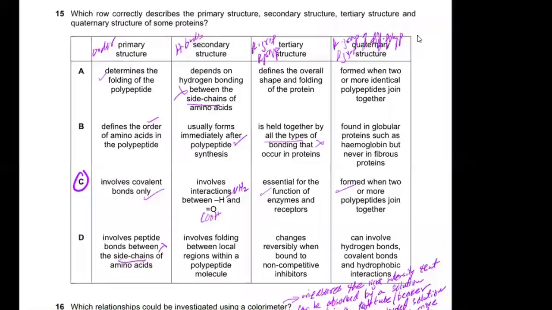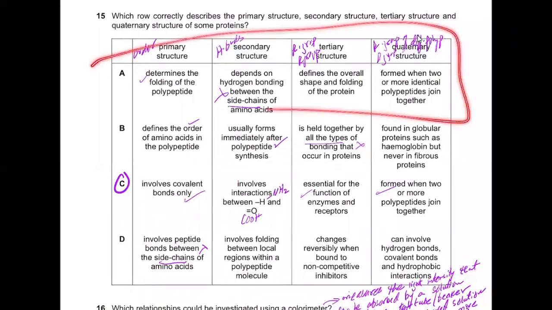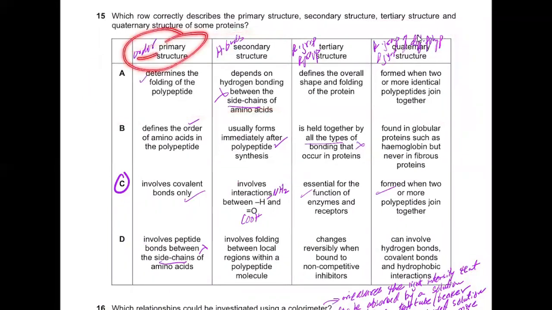Question 15, which row correctly describes the primary, secondary, tertiary, and quaternary structure? We look for what is wrong with each of these statements. Primary structure, we know, is the order of amino acids in which they are joined. Hydrogen bonding causes the protein to turn into a secondary structure, coiling. Tertiary structure is about R group interaction within a polypeptide, and quaternary is about R group interaction between different polypeptides or a prosthetic group.